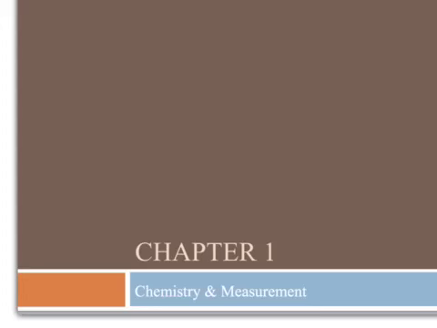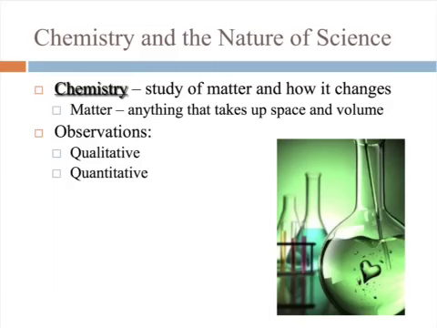This is Chapter 1, Chemistry and Measurement. Chemistry is basically the study of matter and how it changes. Matter is anything that takes up space and volume. Probably the first time you learned about matter was second grade. The definition hasn't changed. When making observations, there are two basic types of observations, qualitative and quantitative.